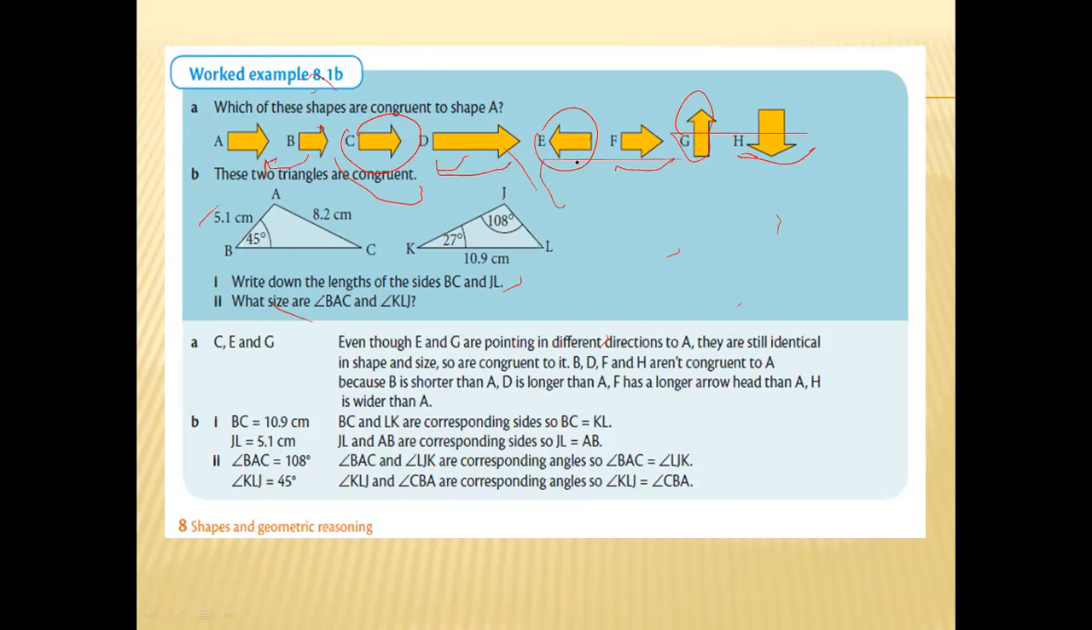B1, these two triangles are congruent. The question is: write down the lengths of the sides BC and JL. Is the side BC the hypotenuse? One question for you. No, of course not. What was the definition of hypotenuse?